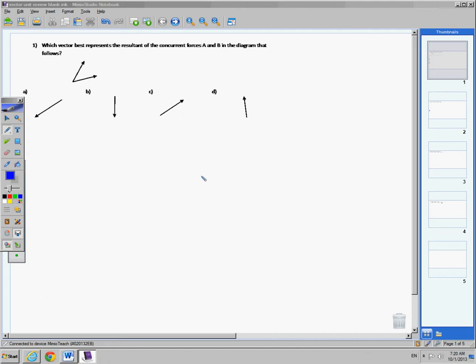And the first one says, which vector best represents the resultant of the concurrent forces A and B in the diagram that follows? First thing I'm going to just label A and B. Doesn't matter which one it is. I'm going to redraw the diagram for you. Looks something like this. It's not perfect.